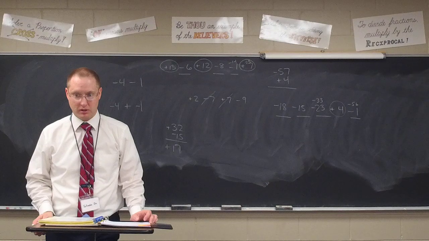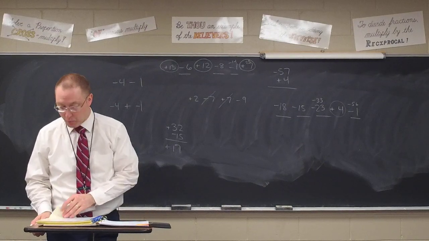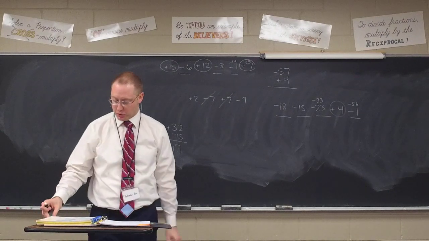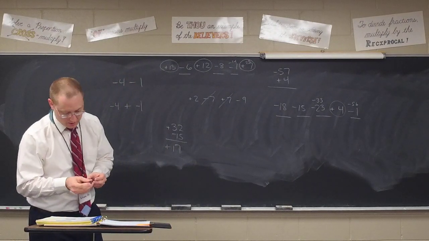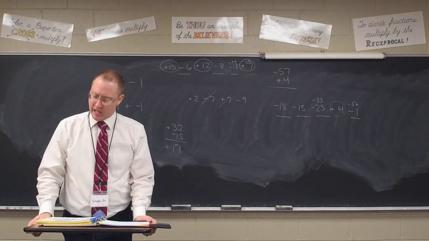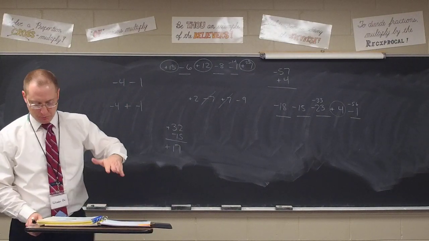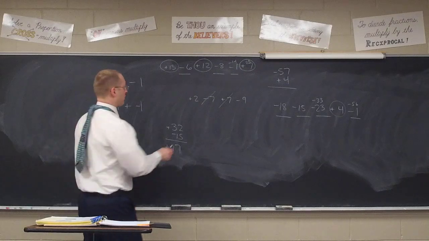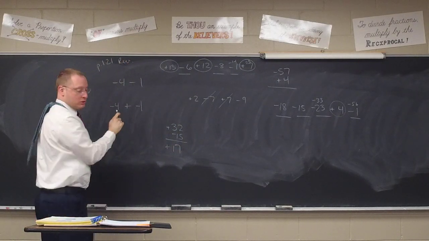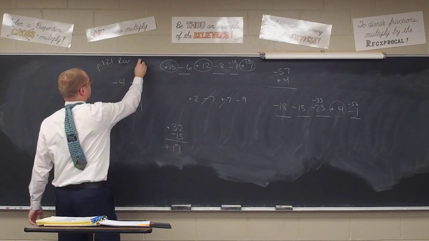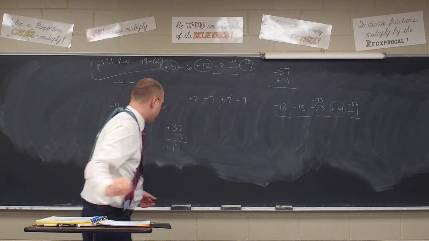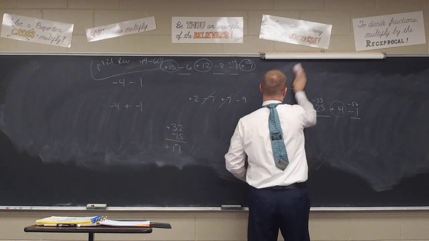Turn over to page 121. I want you to do the review section on page 121. Save the percent problems for last. So do all the other stuff and then hit the percent problems once you're done with the other. But do page 121, the review section numbers, I think it's 49 to 60? Yes. Page 121, the review, 49 to 60.